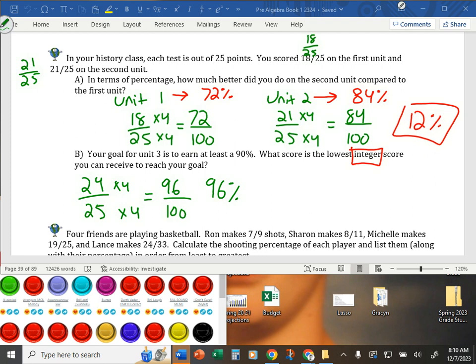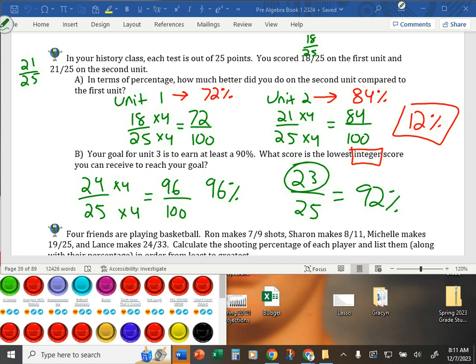Is 24 the lowest score you could get and still get above 90? Oh no, sorry, 23. We go down another one, right? Essentially, since we multiply 25 by 4, each point is worth 4%. So if we drop down to 23 out of 25, that'll actually bring us to a 92%. Because we dropped a point, we dropped 4% because our scale factor is 4. It's all connected there, right? And so the answer would be 23 out of 25.